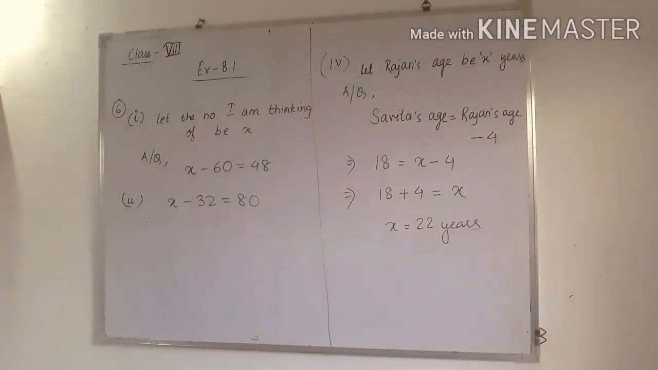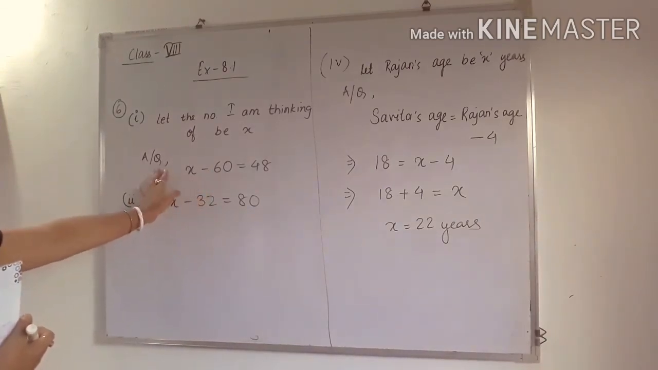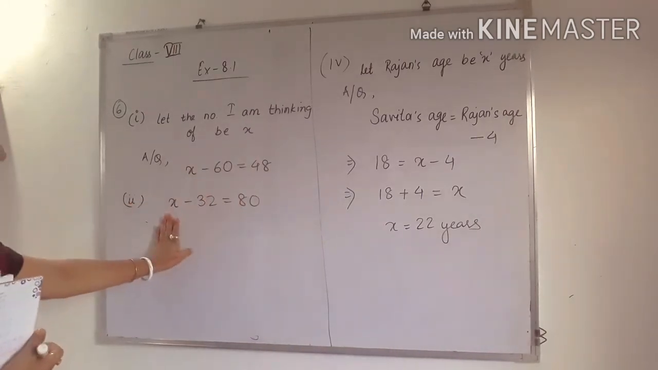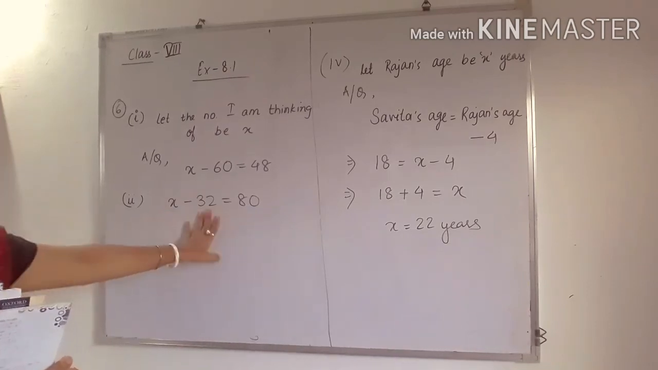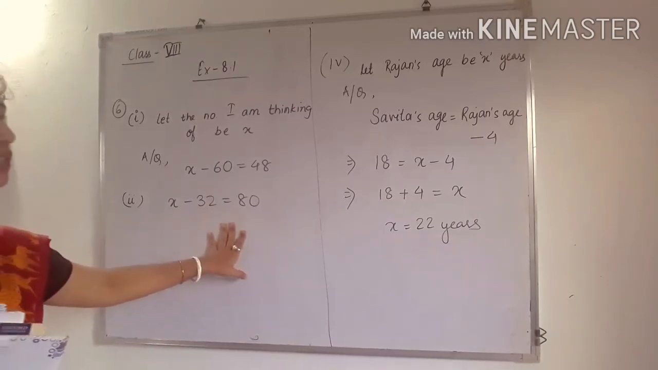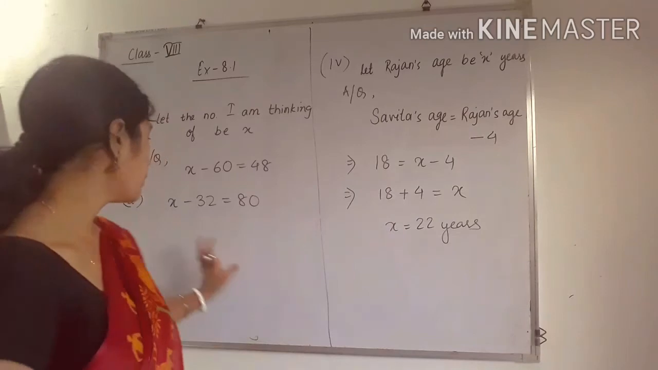Here also you have to make the equation and solve it. So here number 1 is a number you are thinking of, and that number, when we subtract 60 from it, you will get 48. It is given in the question. So according to the question we have to take, let the number I am thinking of be x. So if 60 is subtracted from it, according to the condition, x minus 60 is equal to 48, and rest you can do it by yourself. So please try to do it. Next, number 2 is, if 32 is subtracted from a number, then we will get 80. Okay, so this is the equation, x minus 32 is equal to 80. Next is number 3 you have to do.